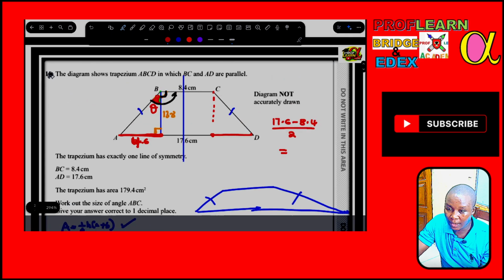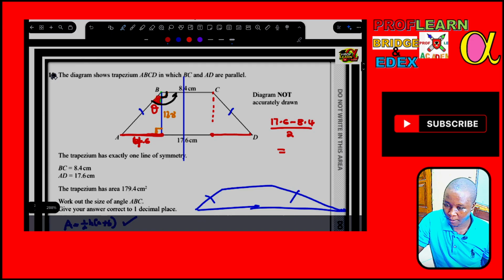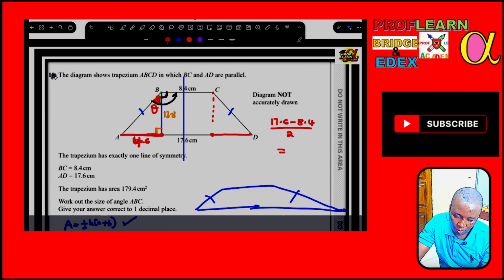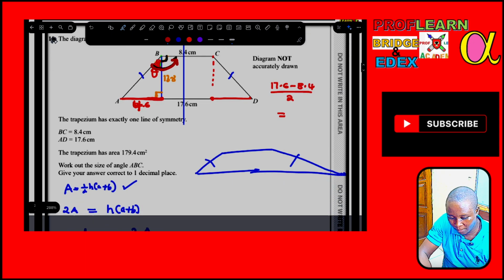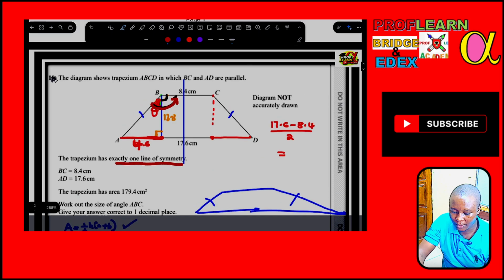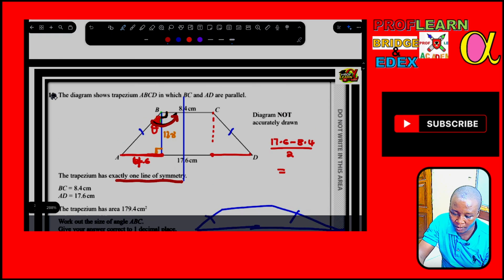Another question that was asked is a question to do with a trapezium. Candidates were asked to work out the size of angle ABC. So candidates were supposed to find the entire size of this particular angle. Another piece of information provided is that this trapezium has exactly one line of symmetry, and this is the line of symmetry that we are talking about.